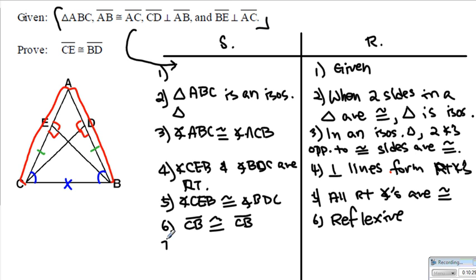Now number 7, then we can say triangle CEB must be congruent to triangle BDC, and the reasoning behind that will be two angles and a side. So we have angle, angle, side.